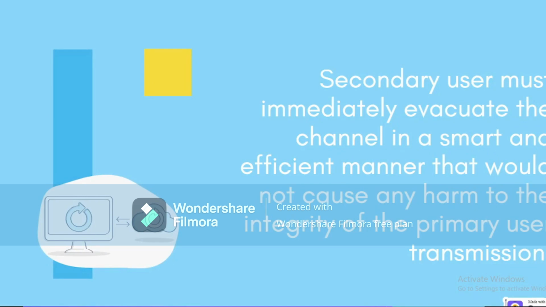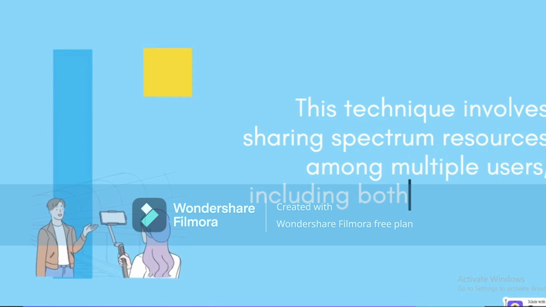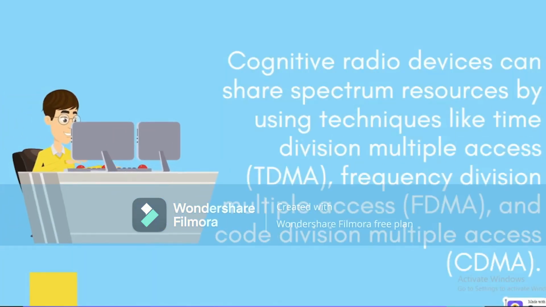Spectrum sharing. This technique involves sharing spectrum resources among multiple users, including both primary and SUs. Cognitive radio devices can share spectrum resources by using techniques such as time division multiple access, TDMA, frequency division multiple access, FDMA, and code division multiple access, CDMA.